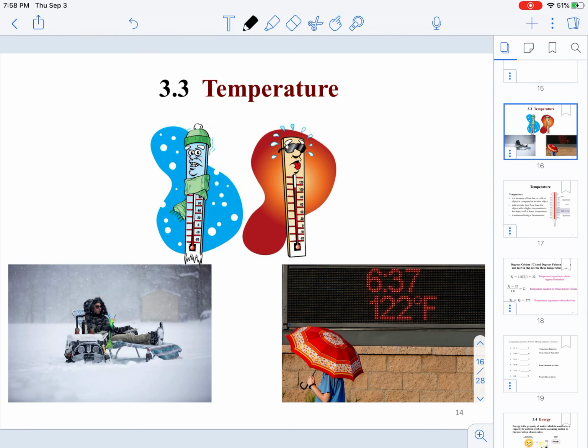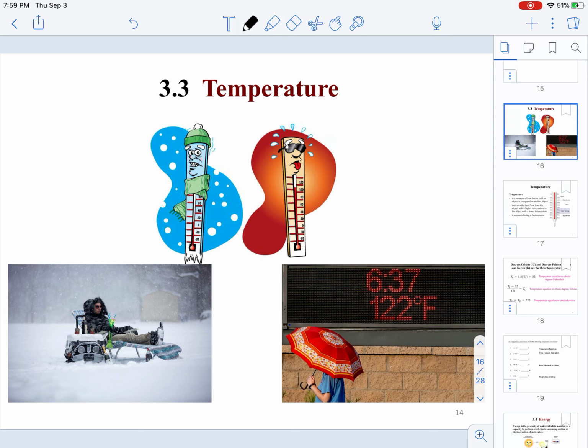In this video, we are going to be looking at the concept of temperature. As you can see in the following image, we have temperatures that can be cold and temperatures that can be hot. And temperature is something that we experience every day in our lives. Now, as you can see in the image on the left, we have an image of something that is really cold. We can see the snow.